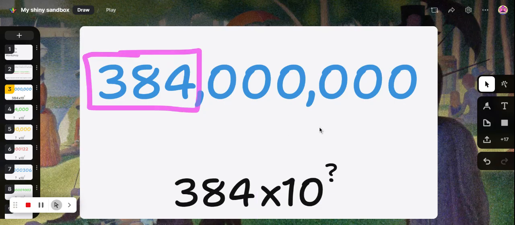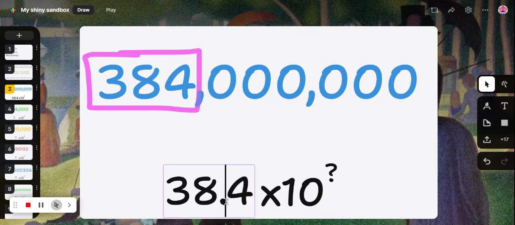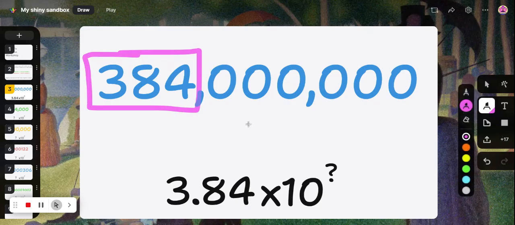Now we have to put a decimal in our coefficient to create a coefficient that has a one-digit whole number. So if I put my decimal right here, for example, that is a two-digit whole number, 38. So you always want to create a coefficient that has a one-digit whole number. So this is where my decimal is going to go, because this is a one-digit whole number plus some decimals. So 3.84. I'm going to draw in my decimal right here.